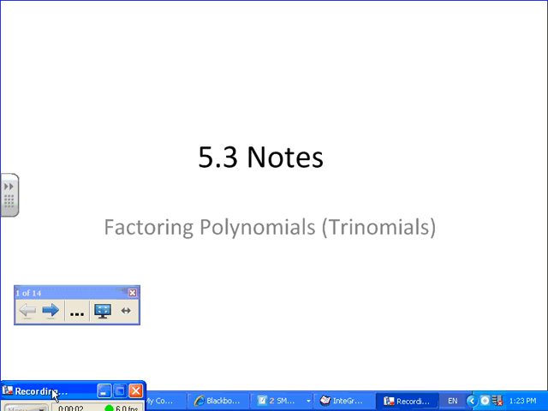Hi everyone, welcome to our 5.3 lesson. This is part 1. And in part 1, we're going to cover part 1 of the notes. We're going to be looking at how to factor trinomials.